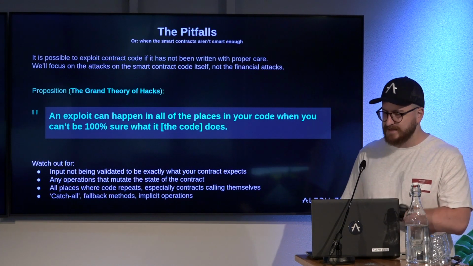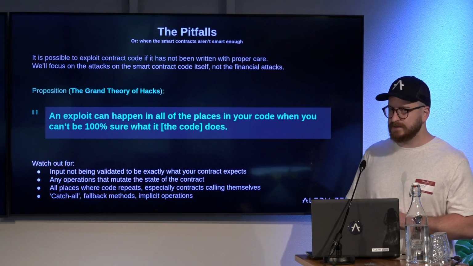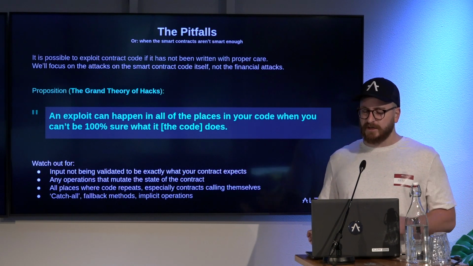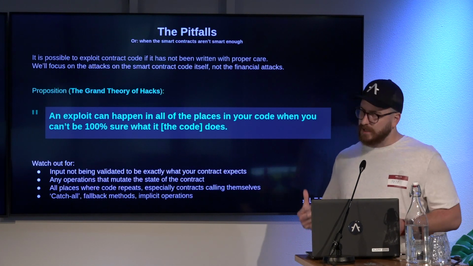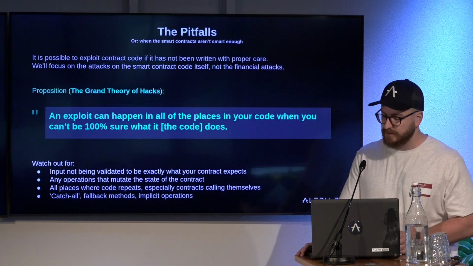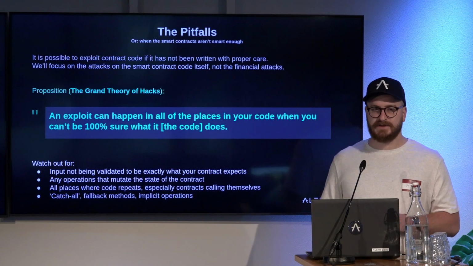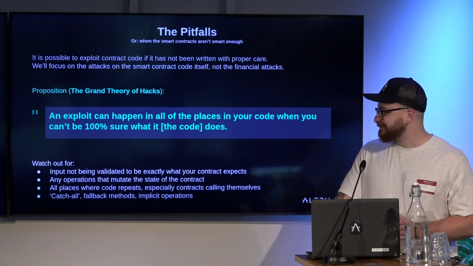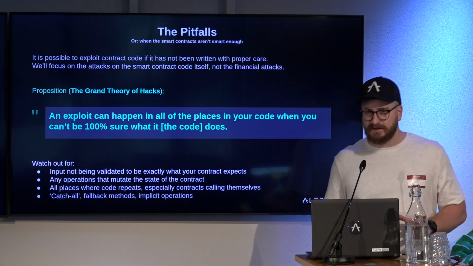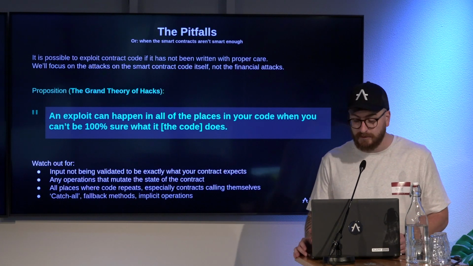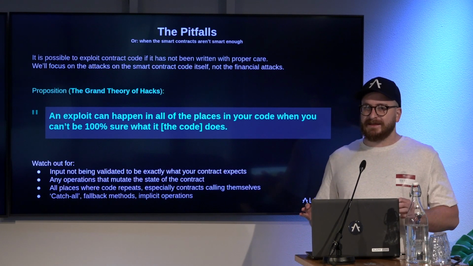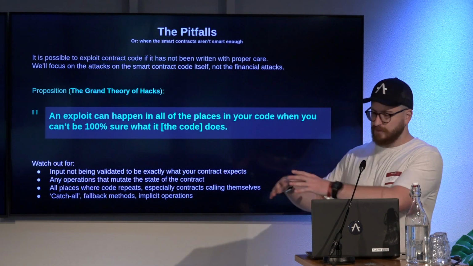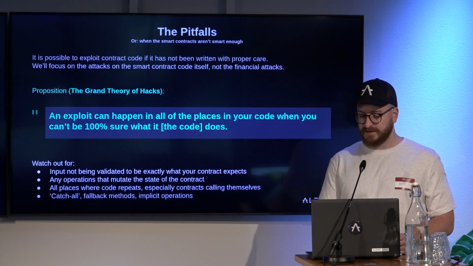Actually, and this may sound trivial, but all of the places where the code repeats are quite risky sometimes. So loops, obviously, but especially recursive code. So functions calling other functions, and especially contracts calling other contracts. This is a huge vector for things going wrong, okay? And as we're going to see in a minute on a real world example, the catch-all statements, that, you know, whenever you don't know what to do, you call this certain function. This is risky, okay?